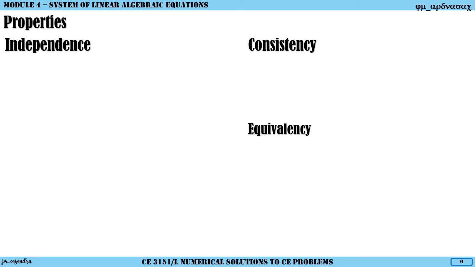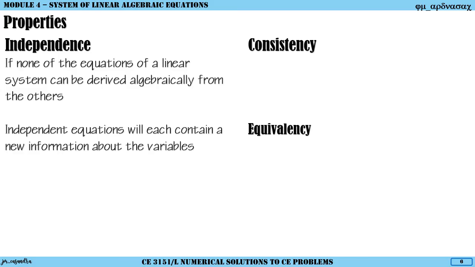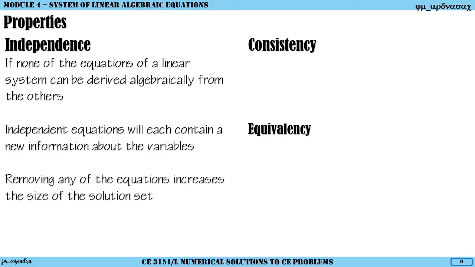The properties of a system of linear equations are defined by its independence, consistency, and equivalency. When we say independence, if none of the equations of a linear system can be derived algebraically from the other equations, then the equations are independent from each other. Independent equations will each contain new information about each variable. Removing any of the equations in our system would increase the size of our solution set.